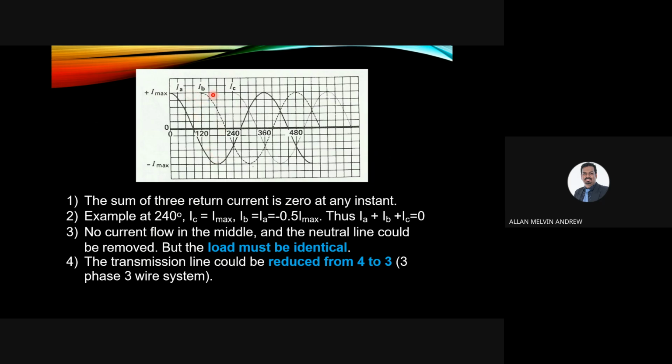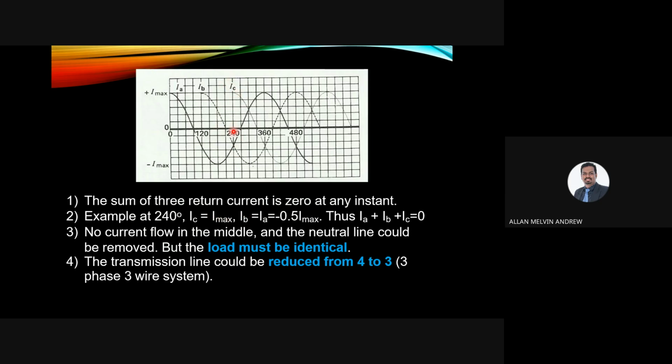So we have three. All these currents are out of phase by 120 degrees because it's three phase. Okay, so why does it say the sum of return current is zero? Because let's say you take 240 degrees. So it's here, and IC is maximum. IC is I max.